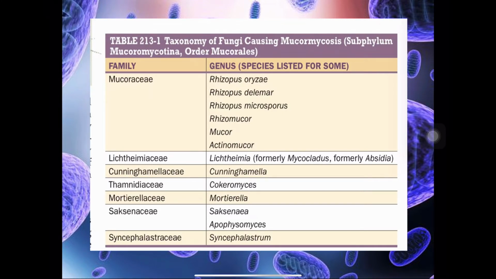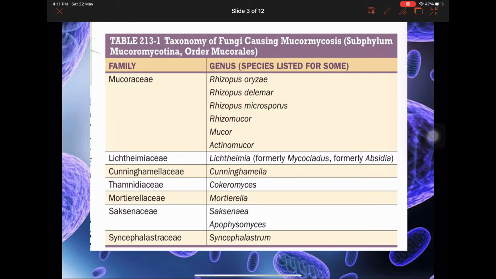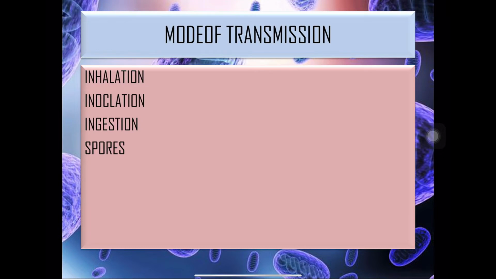Quickly about the taxonomy of mucormycosis: it belongs to the subphylum Mucoromycotina, order Mucorales, family Mucoraceae. Rhizopus oryzae, Rhizopus delemar and Rhizopus microsporus are the most common mucors that can be seen. Nothing else we are going to discuss right now. The most common mode of transmission is inhalation, and it can also be transmitted by inoculation directly into the skin and by ingestion of spores. So spores are the transmission medium which enters our body.